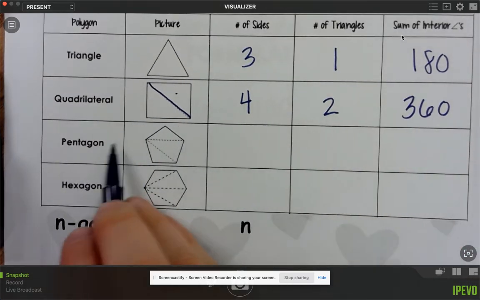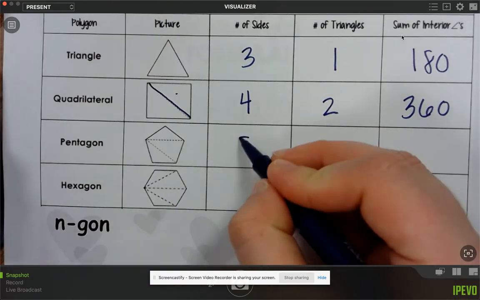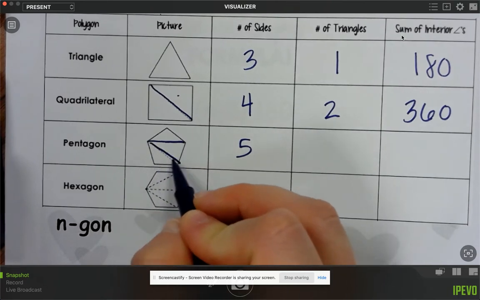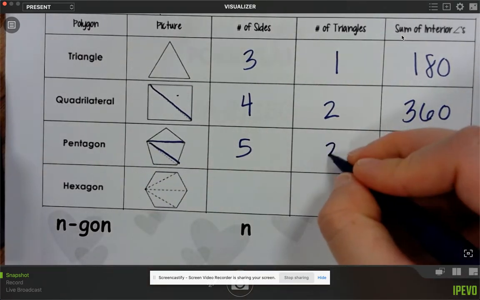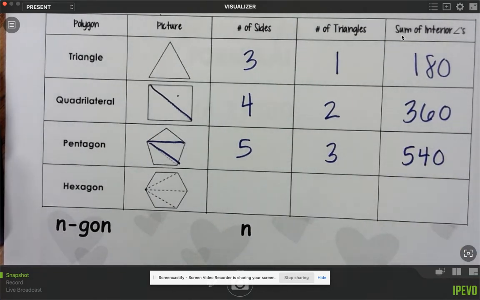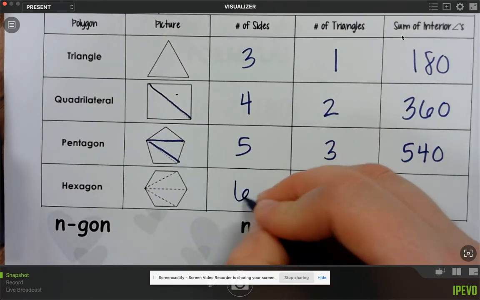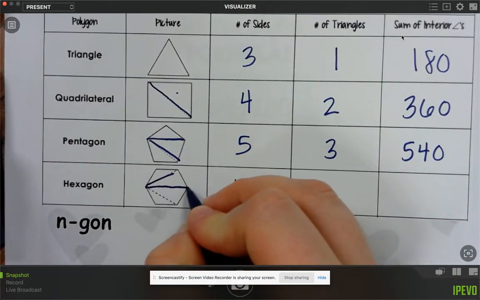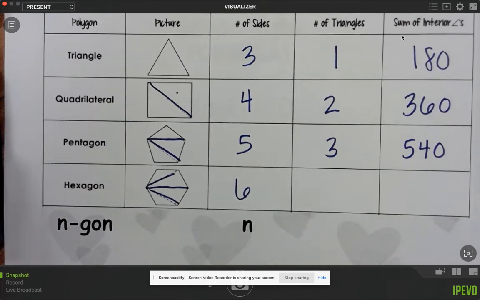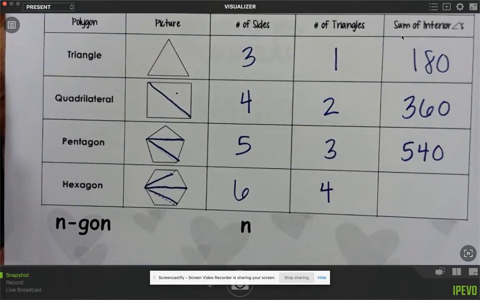Now a pentagon has 5 sides, and we can split that pentagon into 3 different triangles. So now 180 times 3 is 540. And then so on. We'll do one more. A hexagon has 6 sides, and we can split that hexagon into 4 triangles. Now 4 times 180 is 720.